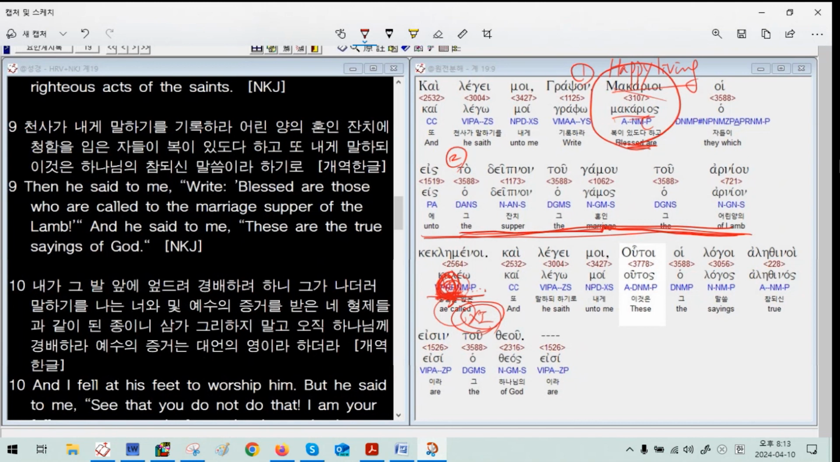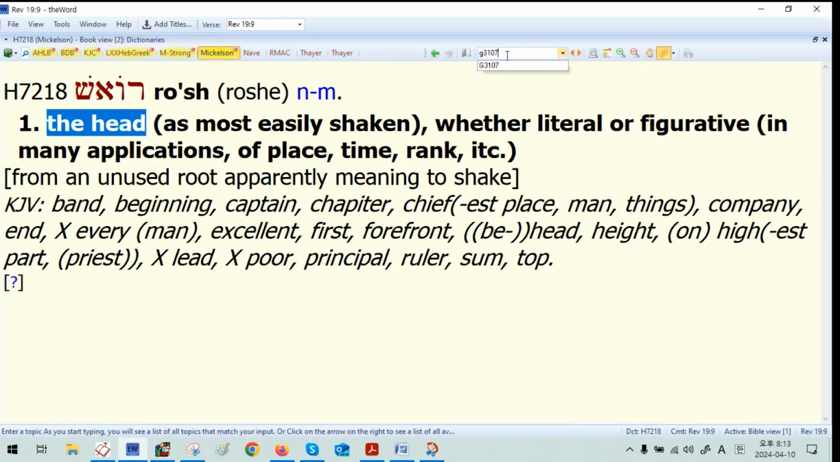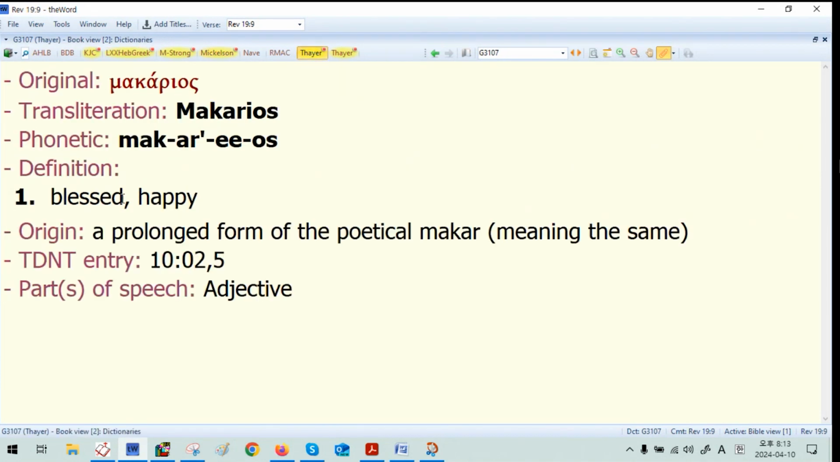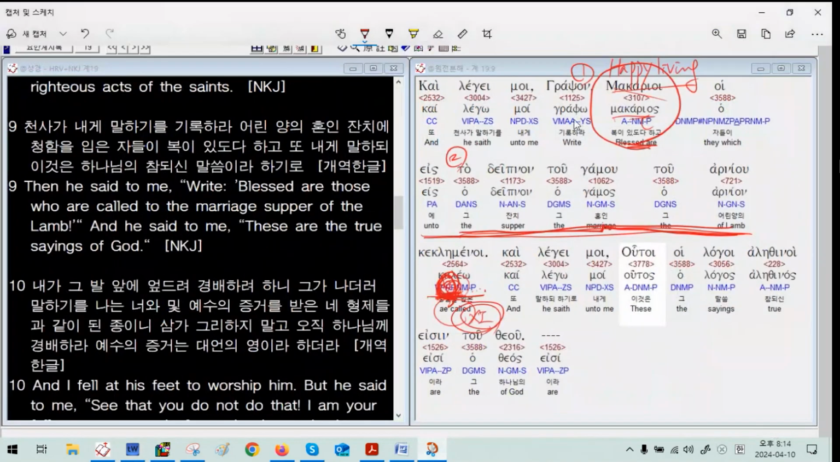Why is Makarios happy? If you look at the 3107, this one, it says supremely blessed, fortunate, well off. And their dictionary says blessed, happy, right? But there is the blessed in the Greek word, which is the eulogeo. If you go to the blessed, they translate this one as happy, right? Again, we are going to study happy living, and then second one, this one, and third one, we are going to study about the true word living of God. So we might study this class and then at least the next class.